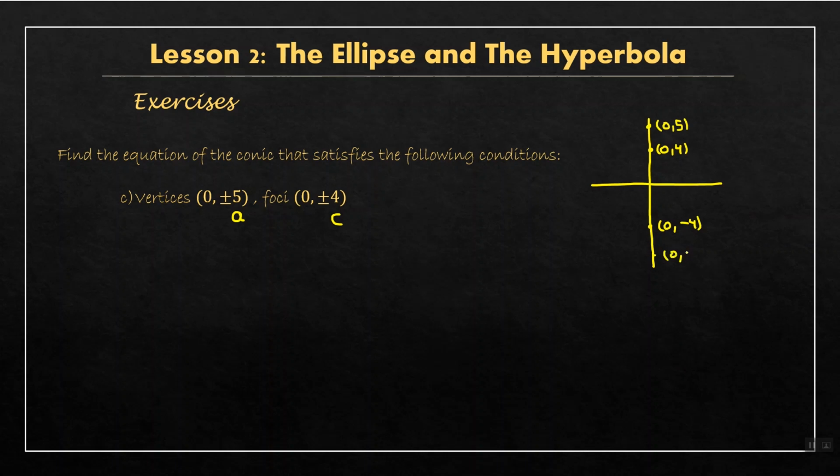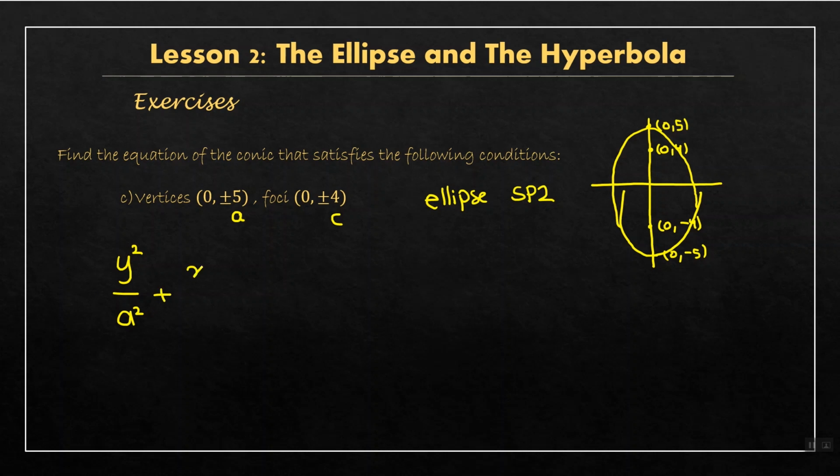We notice that A is bigger than C, A is the biggest. We should enclose the foci from the vertex. So what are we going to have? We're going to have an ellipse. Now this ellipse is in the standard position number 2. If it is in the standard position number 2, we know that the equation starts with y. So it is y squared over a squared plus x squared over b squared equals 1. Notice that we start with y and then x.